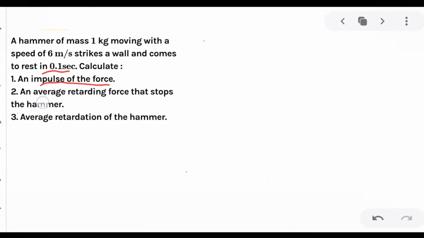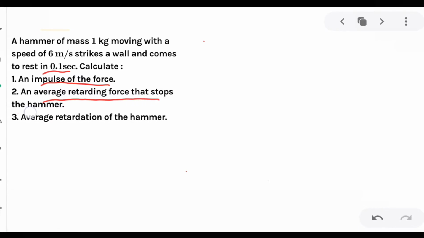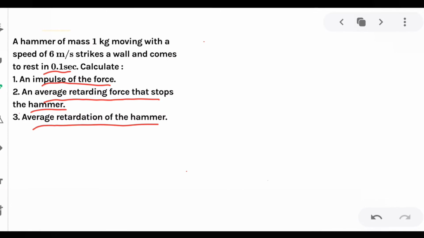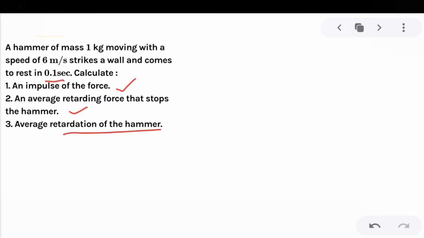Okay, average retarding force that stops the hammer, and third is average retardation of the hammer. Impulse of the force. See, impulse is the product of force and time. Impulse is equal to force into time, and it is also equal to change in momentum. So that is mv minus mu.